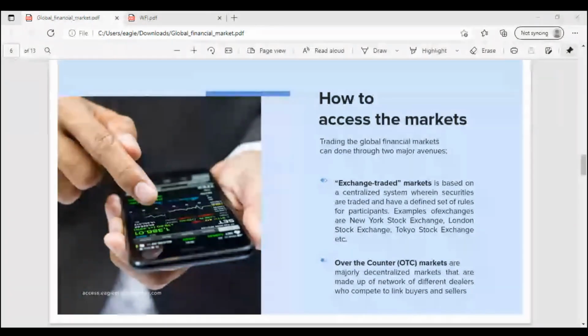It has to go through the company, then go through a few other guys before it gets to you. These are centralized exchanges. They determine the price there, okay? But over-the-counter markets, OTC, are majorly decentralized markets that are made up of networks of dealers who compete to link buyers and sellers. That is basically what OTC is, over-the-counter traded markets.